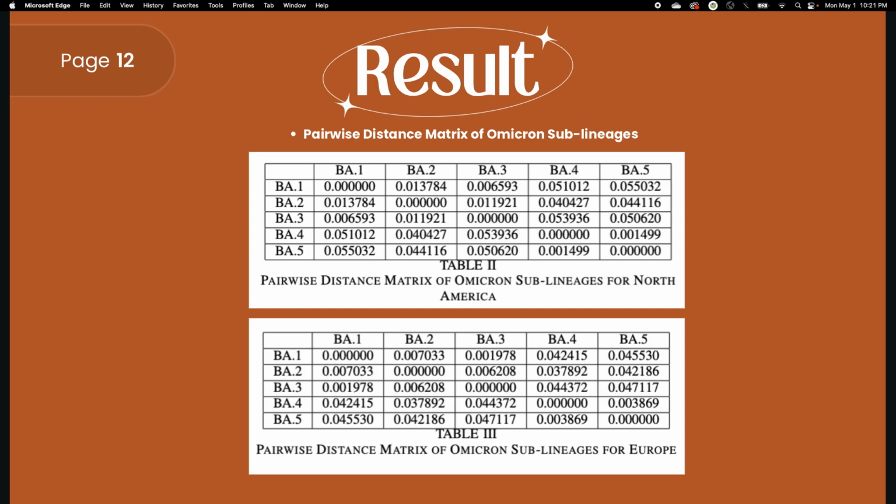So this is the result of the pairwise distance matrix of Omicron sublineages. For our purpose, we created the pairwise distance matrix for North America and Europe because we want to consider the fitness evolution of the sublineages in two continents to understand the geographic variability of the evolution in different geographic contexts. And what do these values mean? This column basically says the fitness values of BA1 with respect to the other variants, and this column says the fitness values of BA2 with respect to other variants.